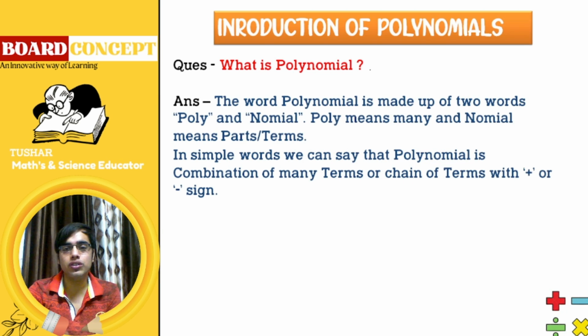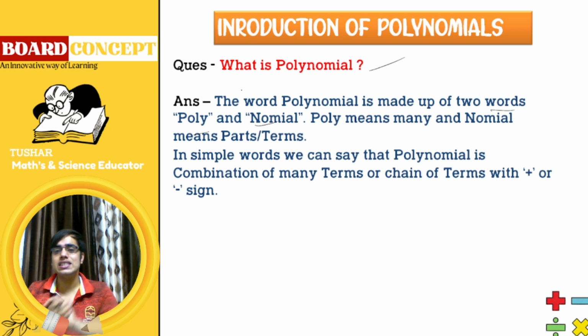So students, the first question that comes to our mind is, what is polynomial? The word polynomial is made up of two words, poly and nomial. Here poly means many, that is, more than one or two. And nomial means terms or parts. But in mathematics we use the word term. Poly means many and nomial means terms or parts.